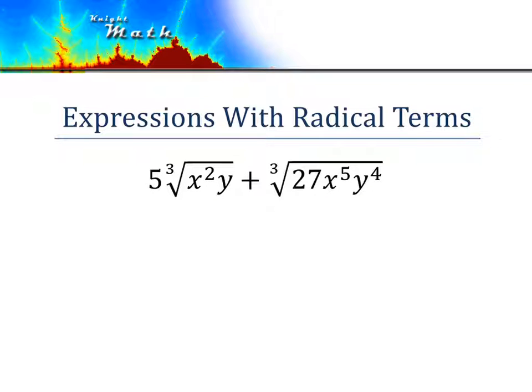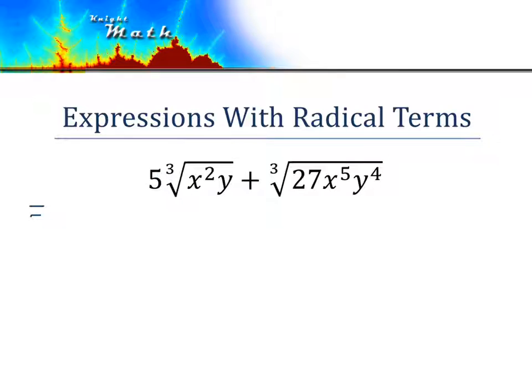Let's take a look at simplifying some radical expressions. Here we've got an expression with two terms, two cube roots in there. And remember, when we're adding cube roots, we've got to have like terms, like radicals, that is. And so here we both have cube roots. That's a good thing. Under here, though, we have x squared y. Over here, we've got a bunch of other junk. They're not like radicals. So first thing we've got to do is simplify.